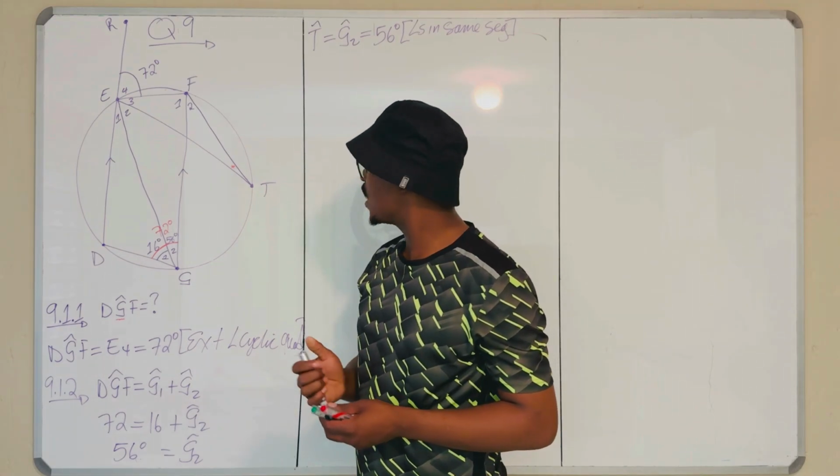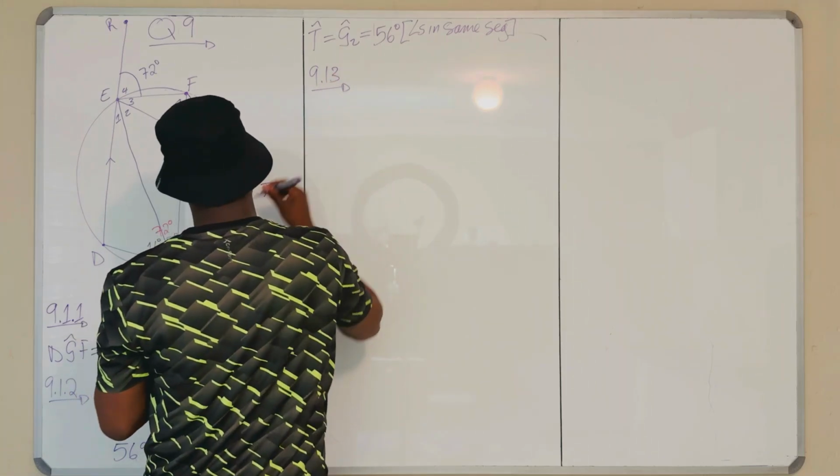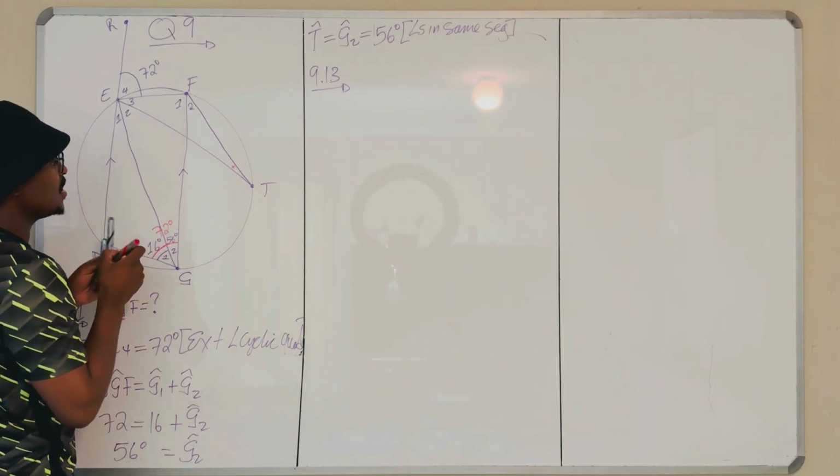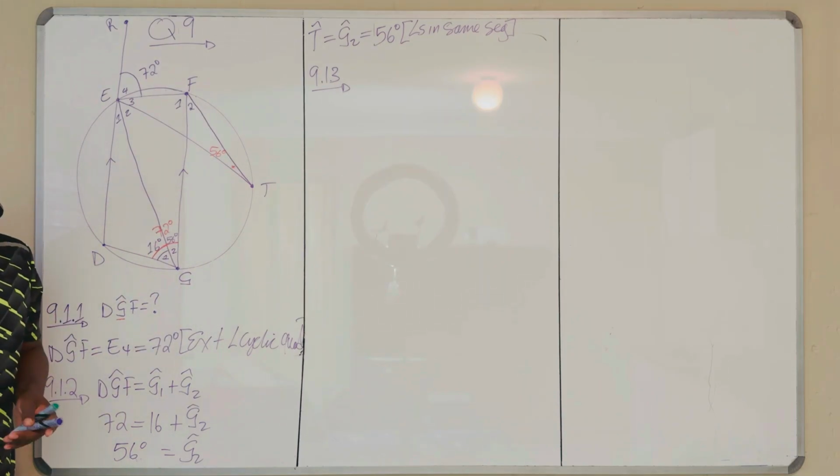We move to 9.1.3. In that case, we can put that information over here and say we have our 56 degrees over here. Move to the next one.